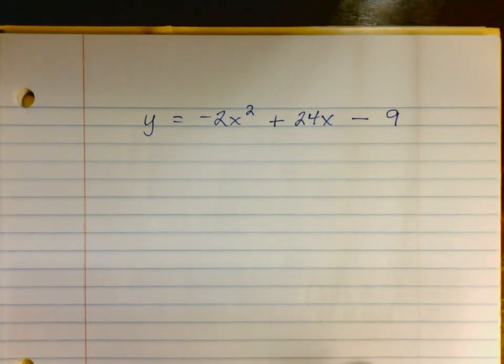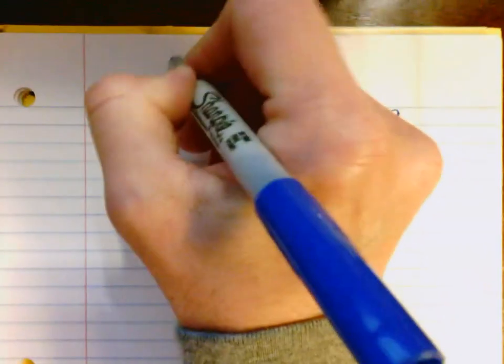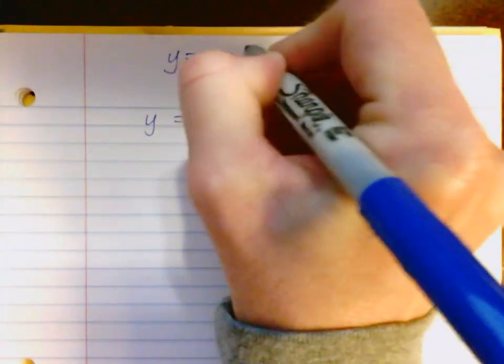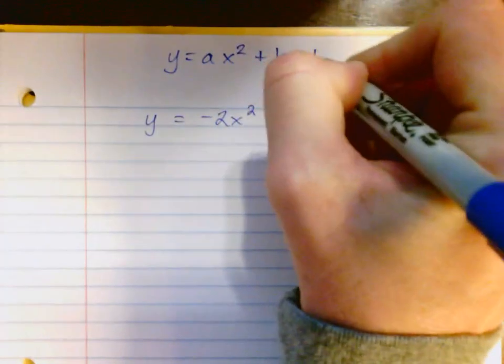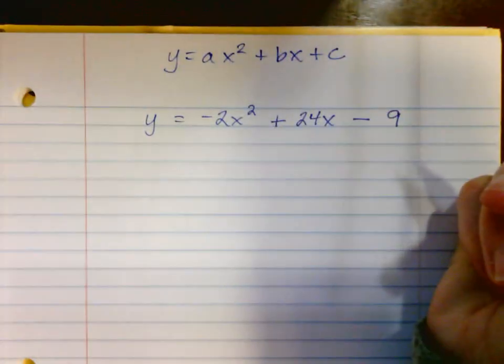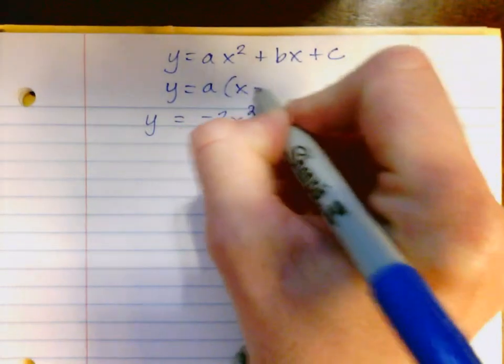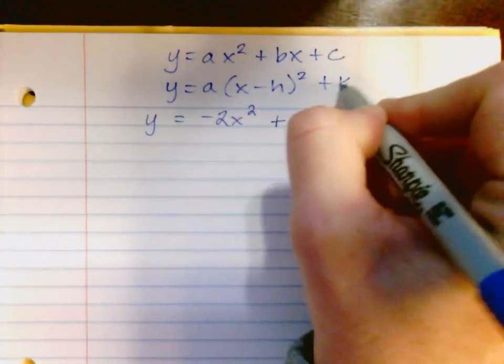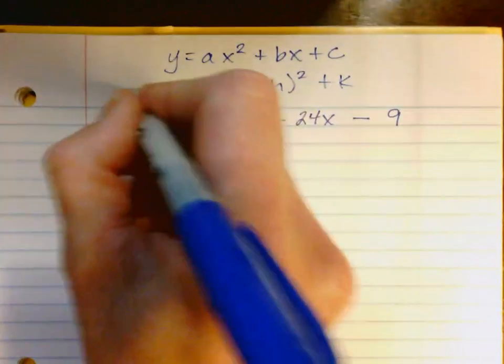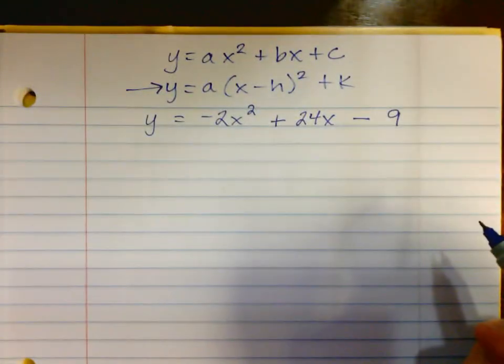Today we're going to rewrite functions in vertex form when a is not equal to 1. So we are going to take a standard function and we are going to convert it to vertex form. The process is the same for the most part when we convert to vertex form when a equals 1.